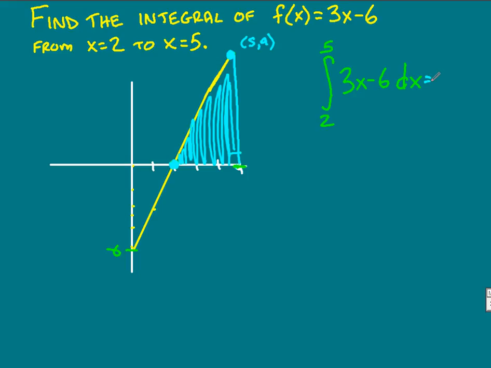So the area of a triangle is 1/2 base times height. My base is 1, 2, 3 units long. And my height, well, this is the ordered pair 5, 9, so the height is 9. Base of 3, height of 9, which means I have an area of 27 over 2. That is the area, that is the integral of that function.